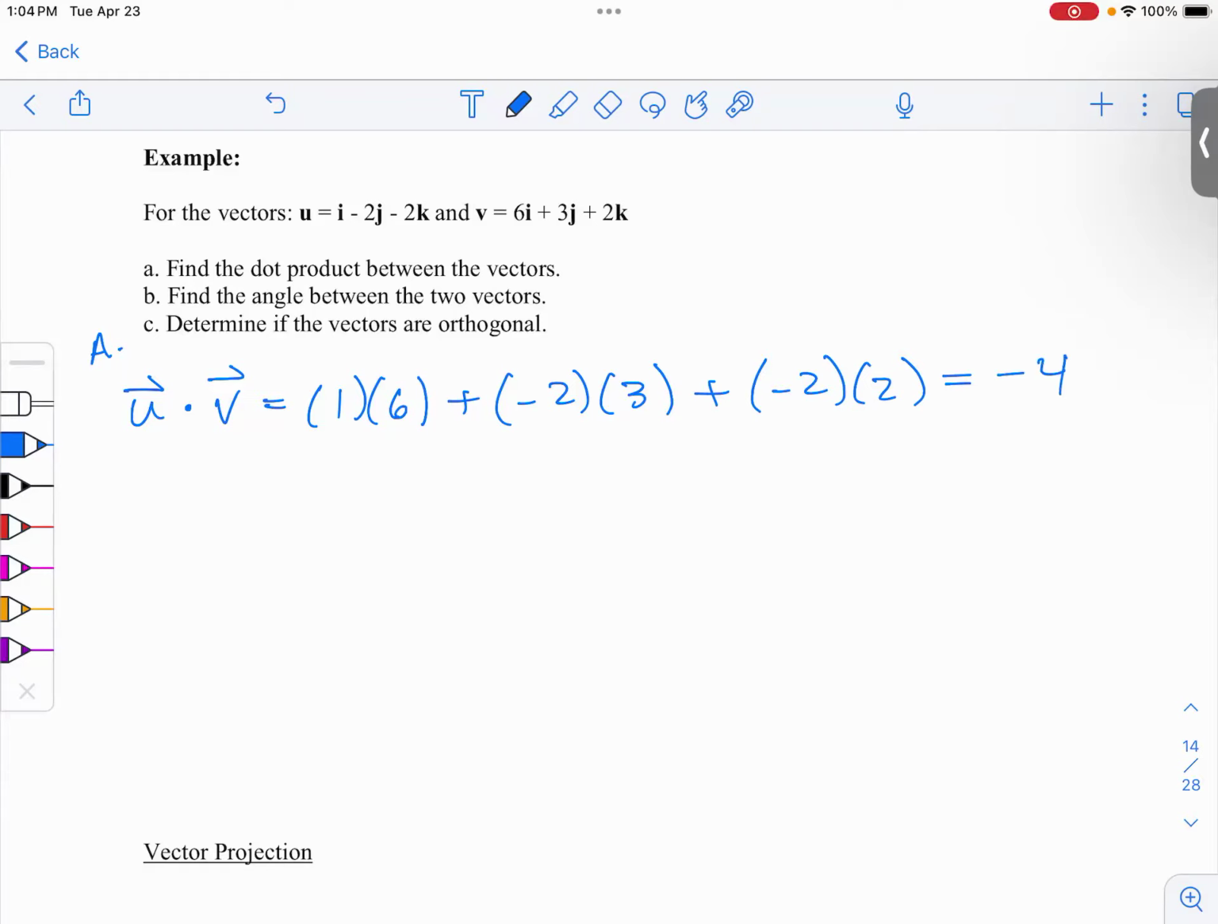And that results in just a value. And I want to find the angle between the two vectors, which means I will also need the magnitude of each of them.